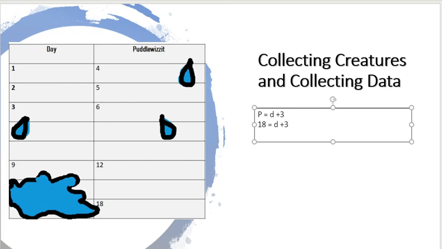But right now, let's guess and check. What plus 3 will equal 18? Well, if you think in your head, 18 minus 3 is 15, so therefore 15 plus 3 equals 18. So on day 15, we're going to find 18 puddle wizards.